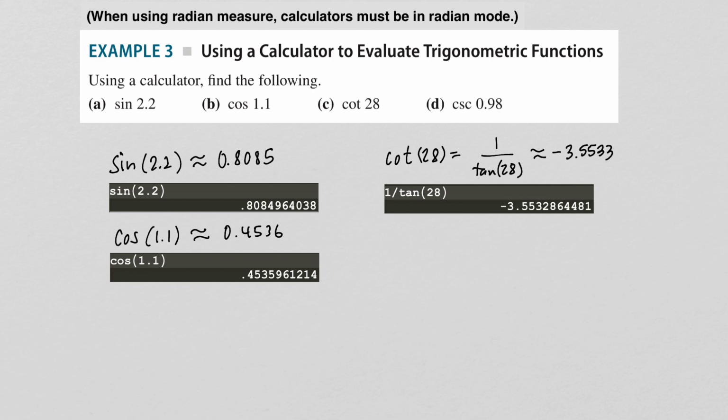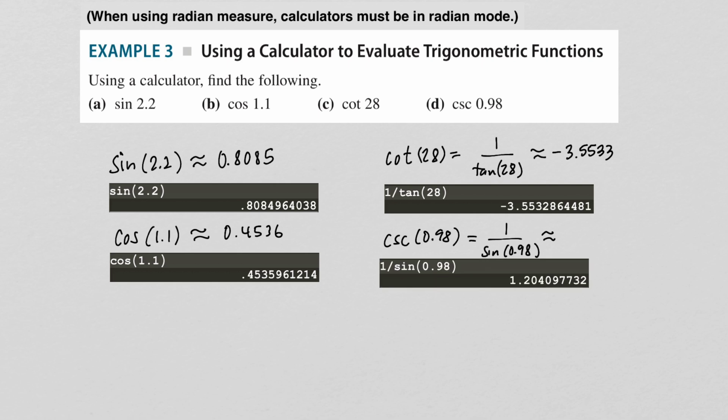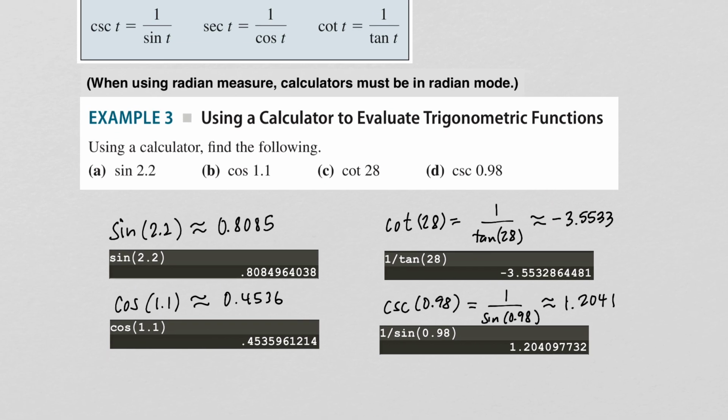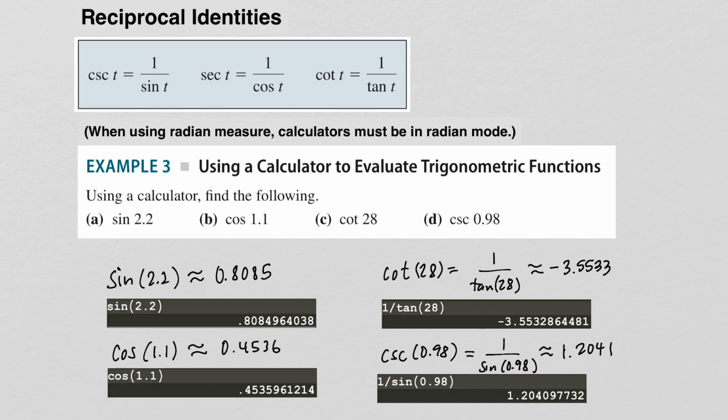And finally, we have the cosecant of 0.98. And this is 1 divided by the sine of 0.98. Again, we just type this into our calculator, and we get an approximate value of 1.2041. Now keep in mind that we're using a calculator here because these angles, these values, are not special values. So we don't have them memorized like we do some of the others.